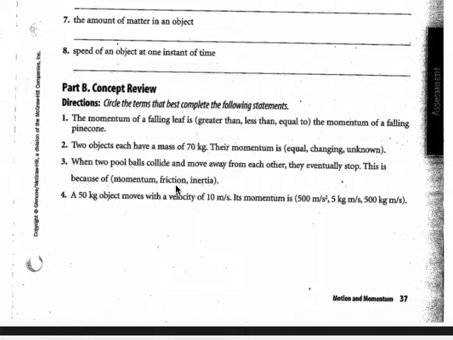Number 4, a 50-kilogram object moves with a velocity of 10 meters per second. Its momentum is... Well, to calculate this, you're going to multiply the object's mass times its velocity to figure out its momentum. So 50 times 10 is going to give you 500 kilogram meters per second, not 500 meters per second, because you're factoring in the mass of the object, which has a huge influence on an object's momentum.